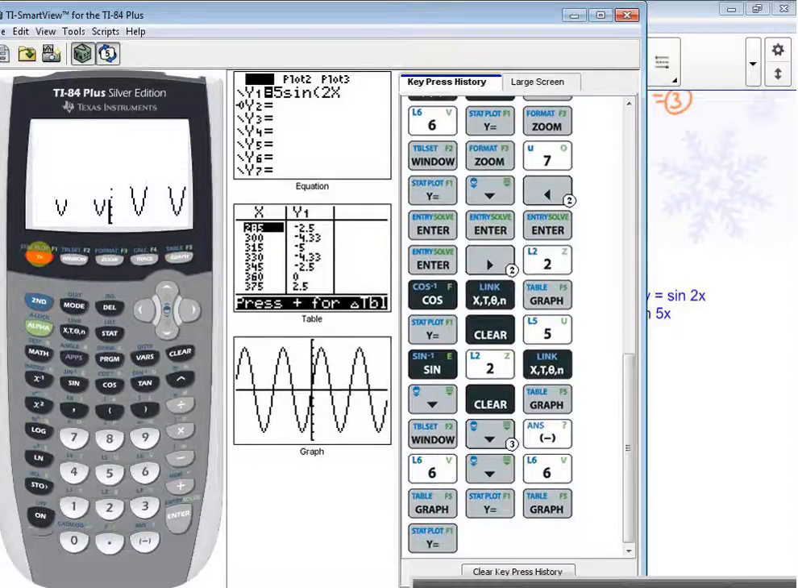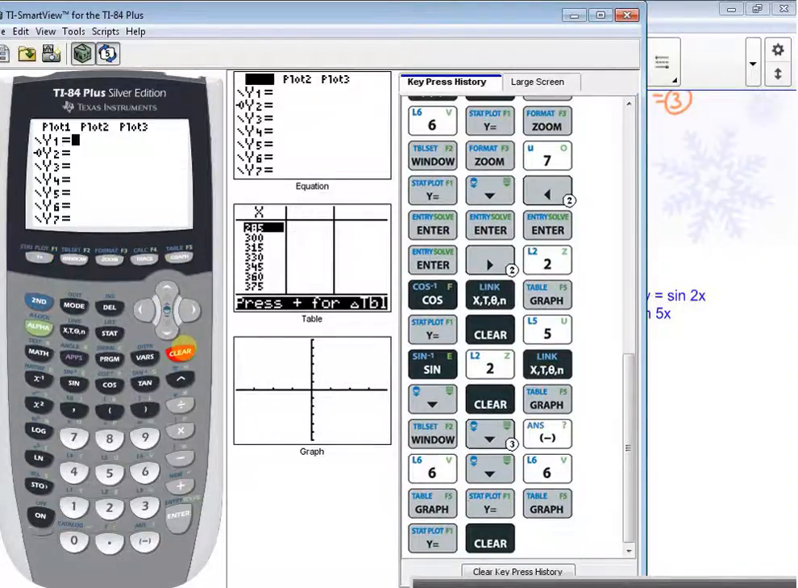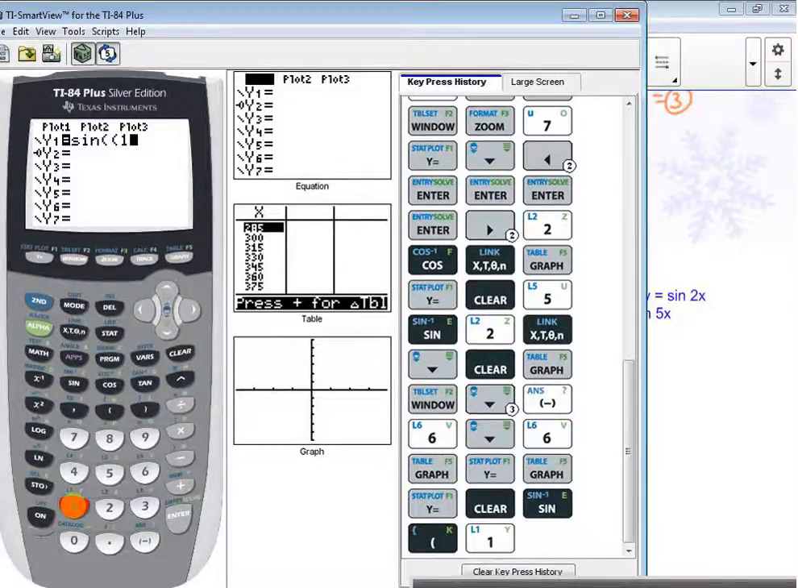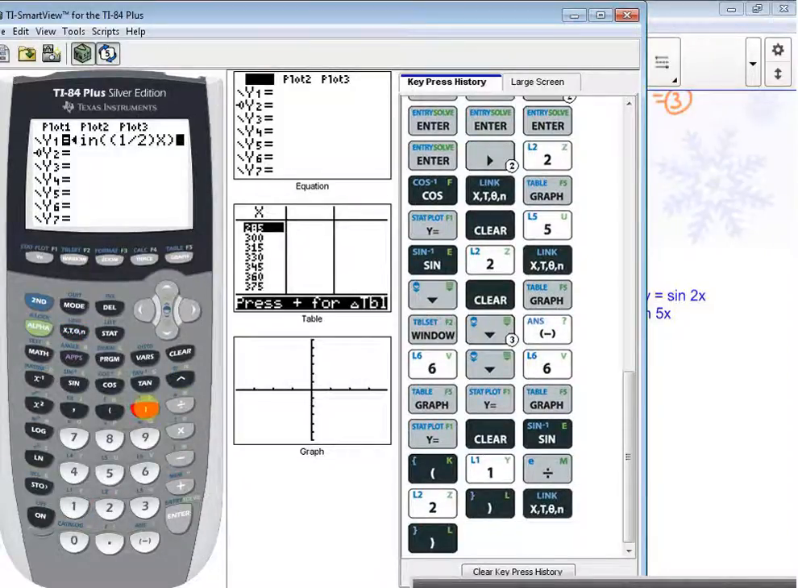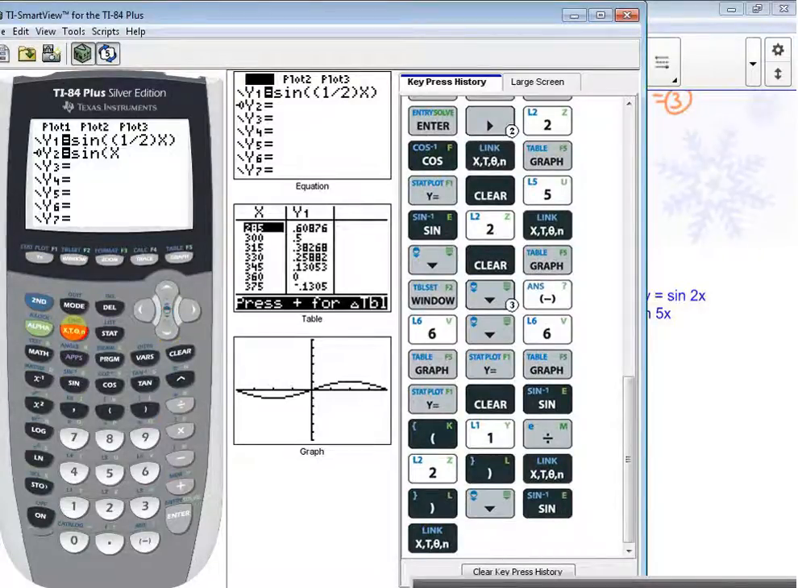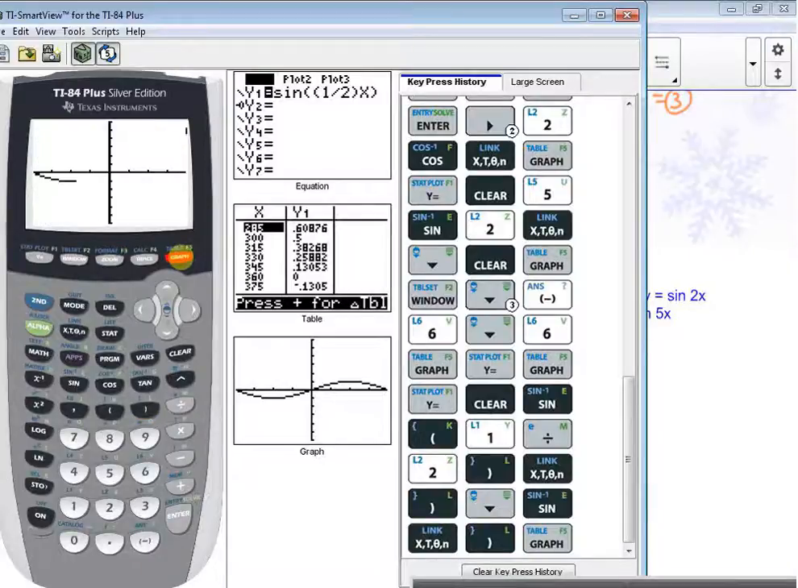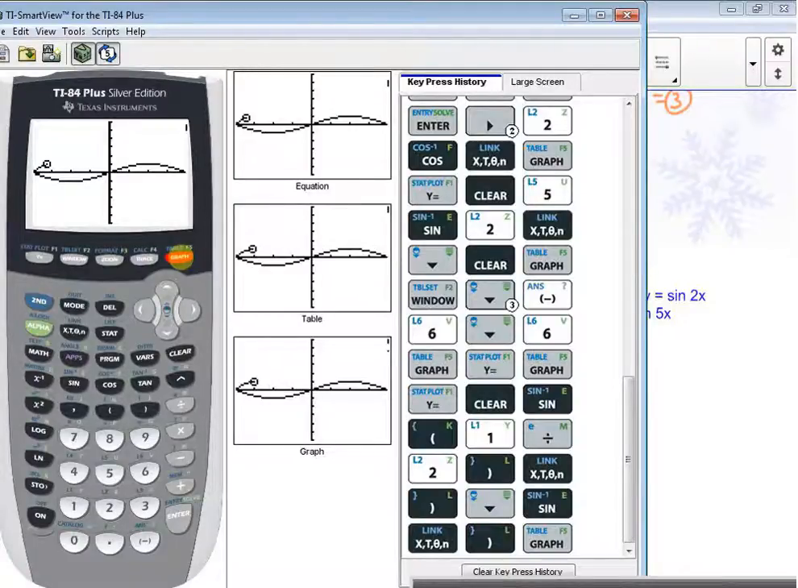Okay? So let's put in sine of, see how the parenthesis comes up, so you need another one. 1 divided by 2 the x, and then close the parenthesis. Do not get that x outside, or it will be a different graph. Compare that to just sine x. Should have done sine x first. All right, so the window should be all set up. So there's just sine 1/2. Now it's drawing the original sine curve.